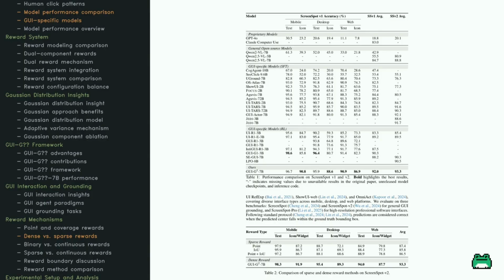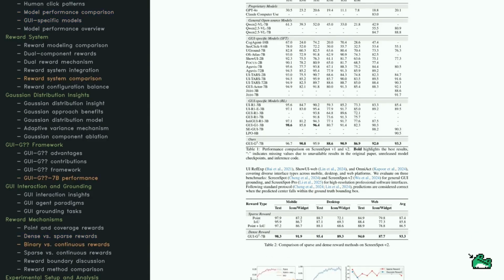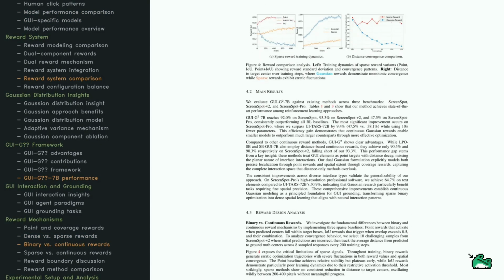It shows how different reward systems perform on ScreenSpot version 2. It contrasts sparse reward methods, like point and IOU, with the dense reward method used by GUI-G squared 7b. Here, the dense reward shines, consistently outperforming sparse methods across all device types, highlighting the benefits of dense rewards for accurate and robust performance.